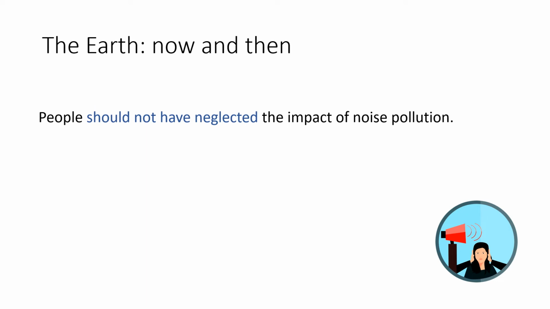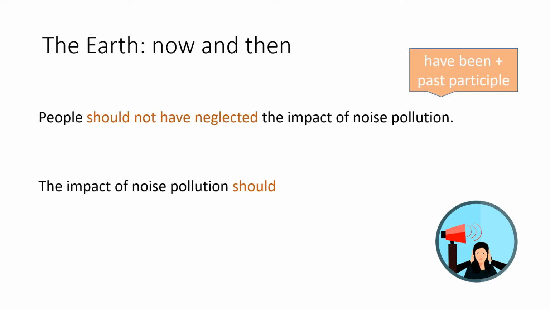We've already established that this sentence refers to the past because should is followed by have and by past participle. Let's rewrite the sentence, putting it into the passive voice. So first, put the object at the beginning. Copy should and change the rest of the verb. Remember, we are talking about past now. The impact of noise pollution should not have been neglected.